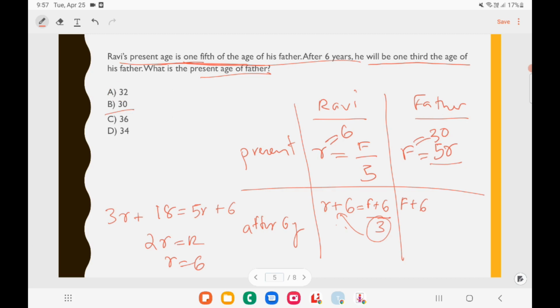So let's see whether it's right or wrong. Let's assume that the father's age is 30. That means Ravi's age is 1/5 of that. So Ravi's age will be 6 right now.